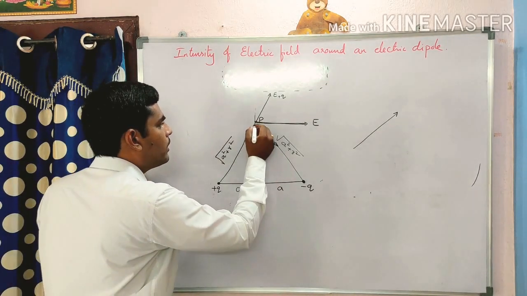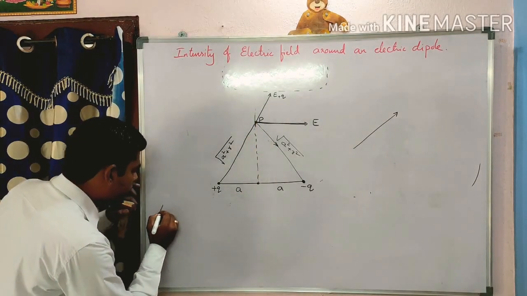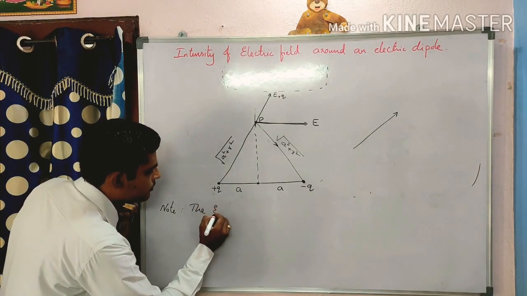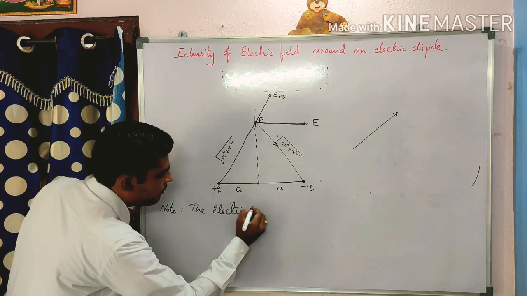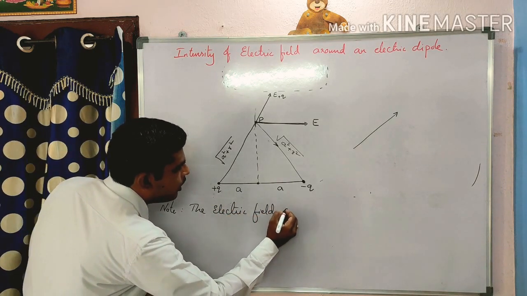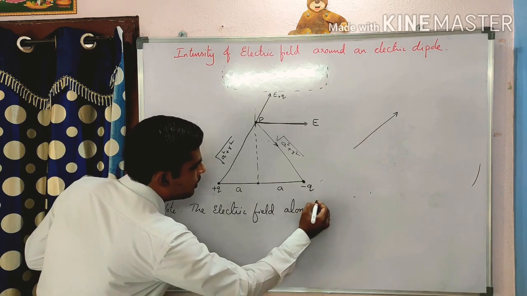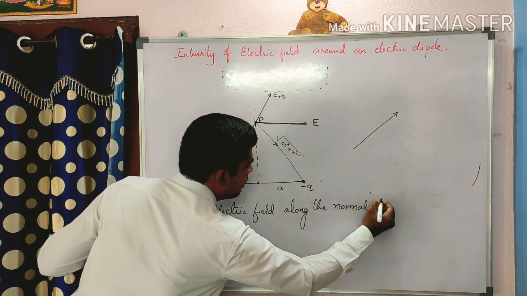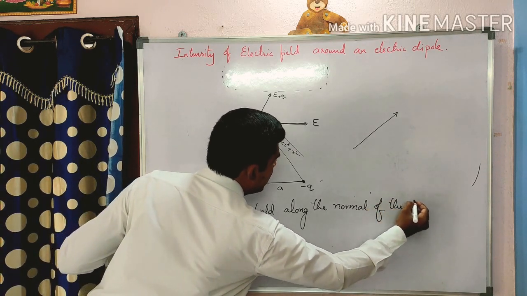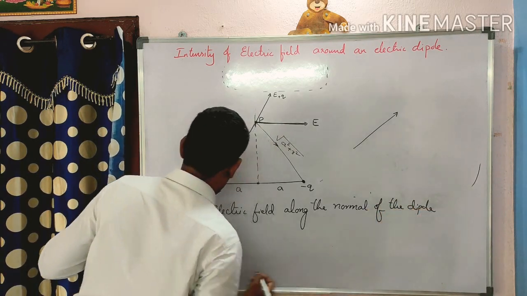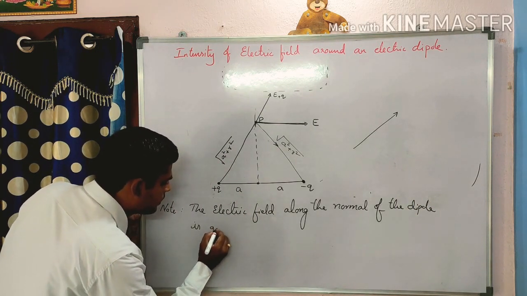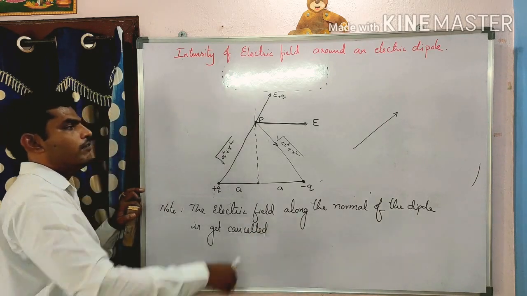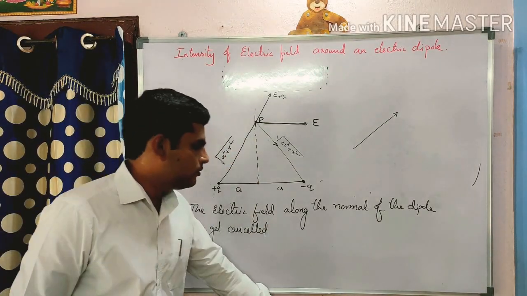What is that? Write a note: the electric field along the normal of the dipole, in the vertical direction, gets cancelled. Are you understanding here?